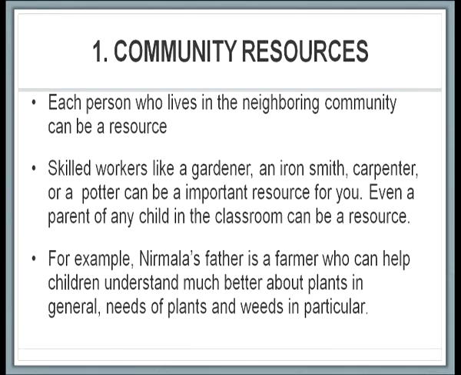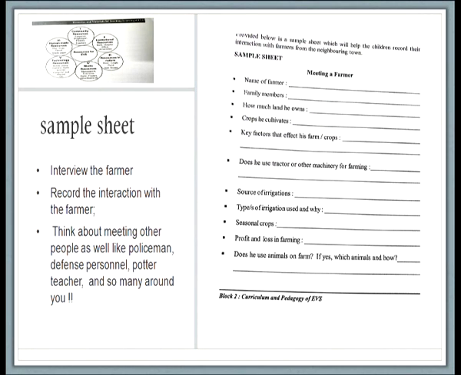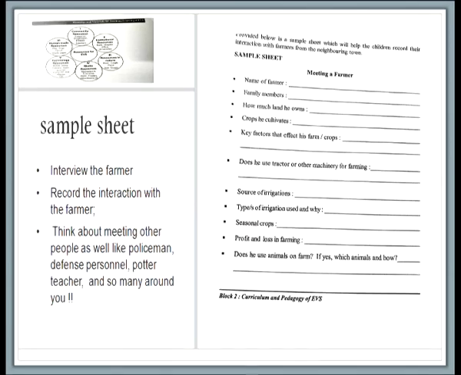For example, Nirmala's father is a farmer who can help children understand much better about plants in general than you can. Nirmala's father is a better person to explain the needs of plants and weeds in particular. So let's see the sample sheet. What your children are going to do: interview the farmer. Record the interaction and the interview with the farmer. How the children are going to talk with the farmer. Think about meeting other people in the community like a policeman, defense personnel, potter, teacher, and so many around you. Even a teacher can be a community resource.